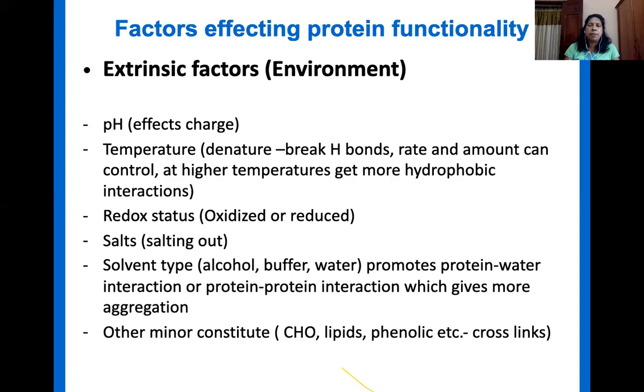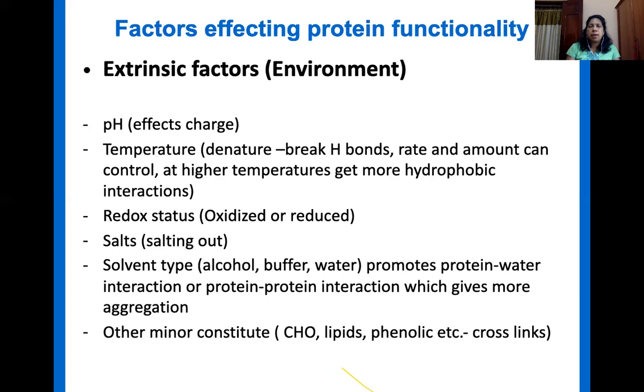The pH affects charges, and temperature also matters. Therefore, coagulation and repulsion, or solubility, or coagulation and precipitation, are decided by the pH. The other one is temperature: denaturation, the breakdown of hydrogen bonds, the rate and amount of it, whether it's a controlled pH or heat. Higher temperature gives more hydrophobic interaction, and lower temperature gives more hydrophilic interaction. So those things will be decided by the temperature, right?